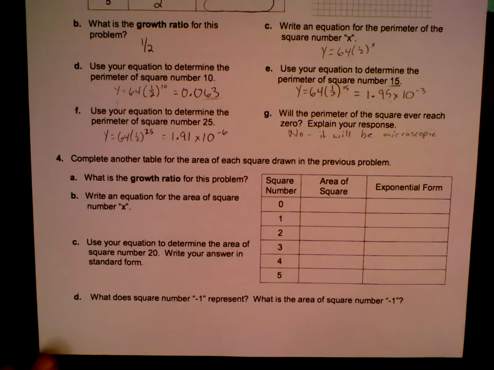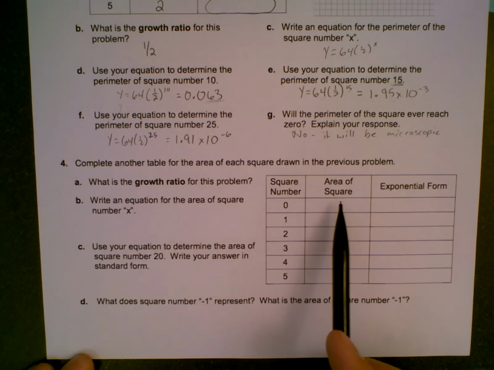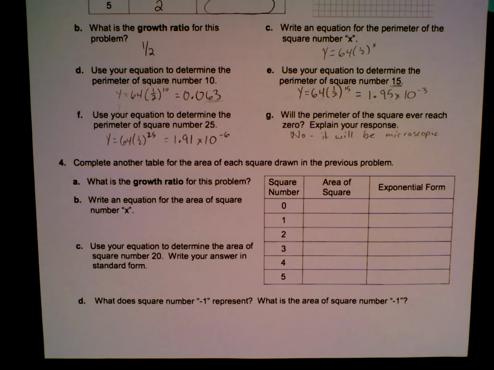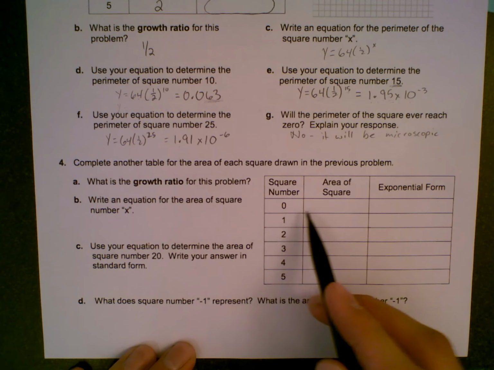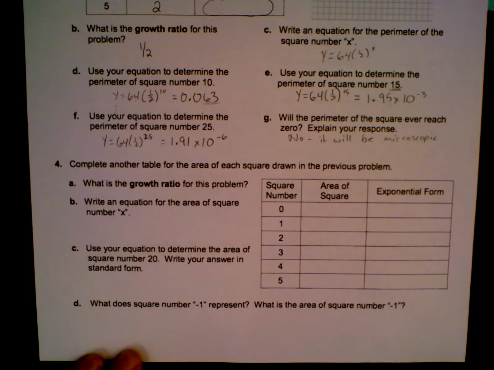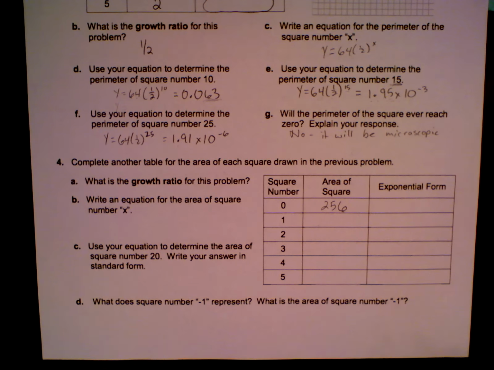So this is the answer to question 4. Hopefully you've tried this problem on your own and you've got an answer and you're just checking your work here. So if we are completing another table for the area, remember area is the side squared or the length times the length. Both lengths for the square number 0 are 16. So we would do 16 times 16. And if we do this, we get 256 as my area.